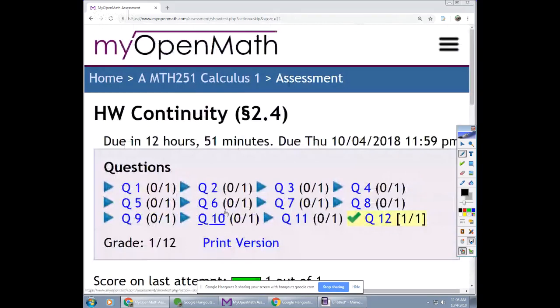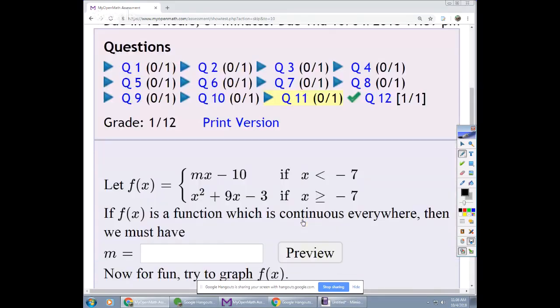Done. Not bad. All right, everybody better get that one right. Okay, let's back up. So that was the intermediate value theorem. Boom, done. Oh, this one is fun.